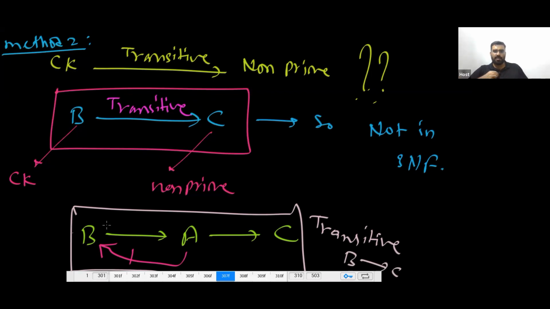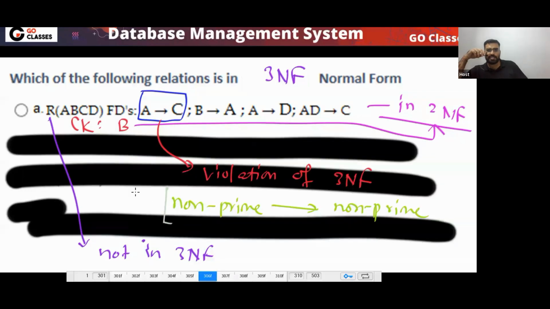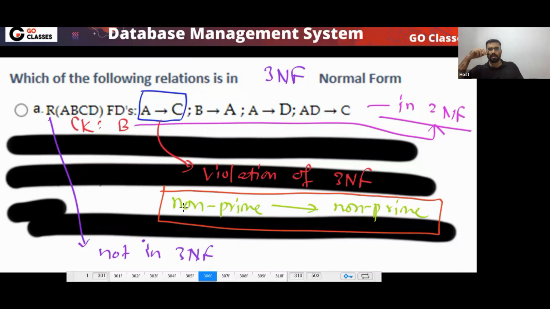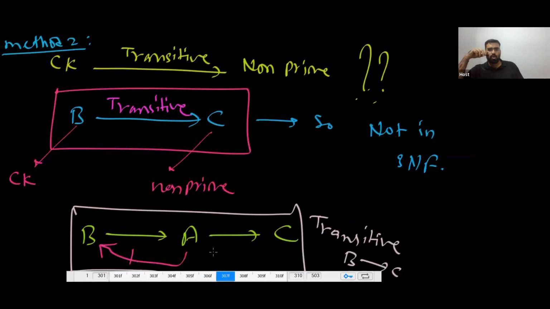Is this point clear? Tell me. Alternative method. You can also check transitively. So you can either check like this or you can check like this. Did you understand both of them? Either you can check like this, non-prime to non-prime. This is a violation of 3NF. Or you can check like this: candidate key to non-prime. This is a transitive dependency.